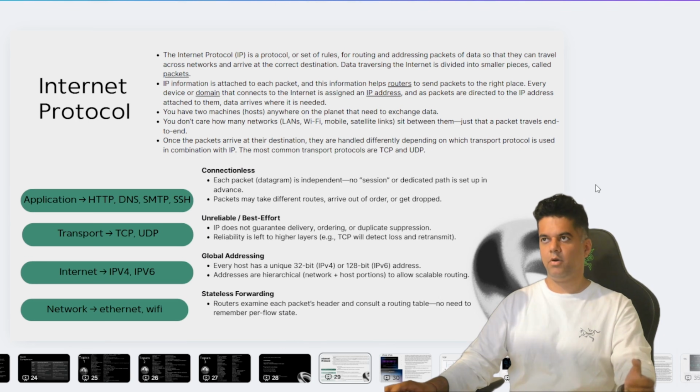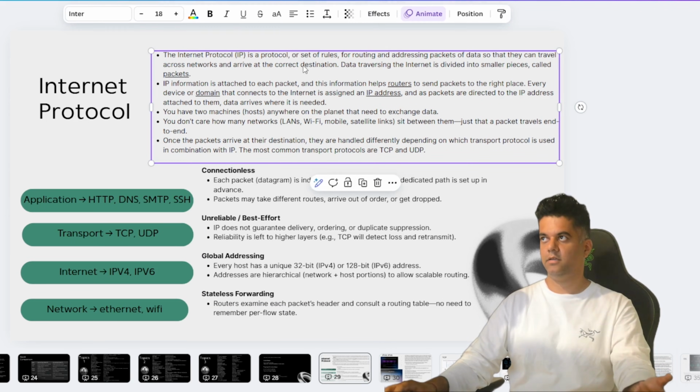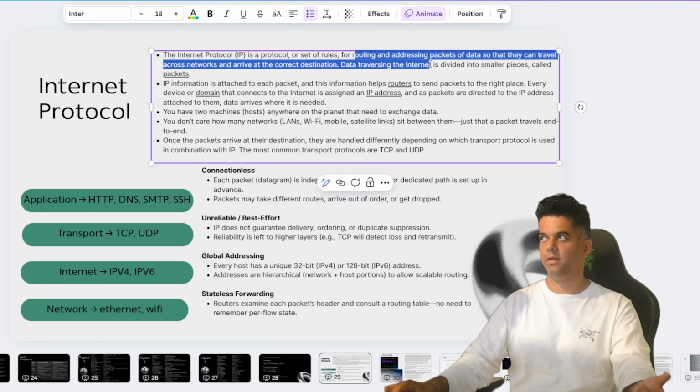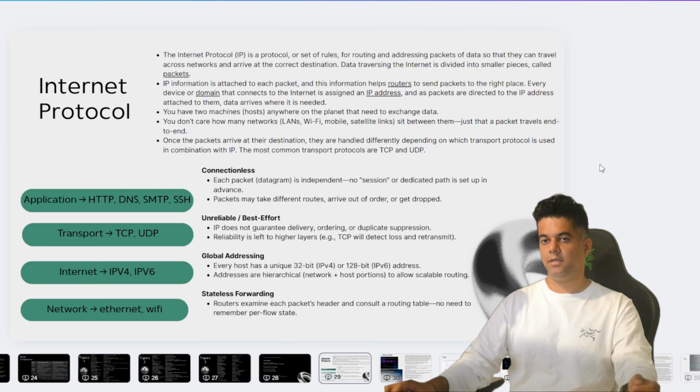So now that you understand the Internet Protocol, which is basically a set of rules for routing and addressing packets of data, in the next video we can take a look at IPv4 and IPv6 addresses. Now, I know some of these concepts are very basic, but we'll be building up very quickly into more advanced system design concepts. So stay tuned.